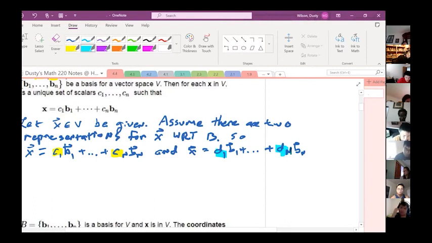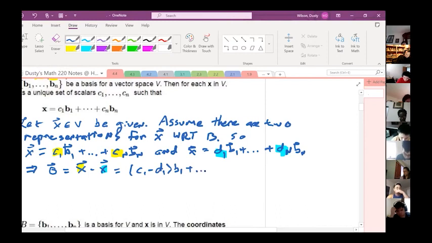Well, that's all very interesting. Let's see if we can get 0 into the game. So one way of writing 0 would be x minus x. I don't think anybody's going to argue with that. And now I have two different versions. I've got the yellow version and the blue version of x. So this would be the same thing as (c1 minus d1) b1 plus plus (cn minus dn) bn.